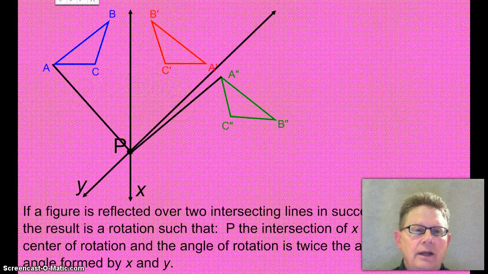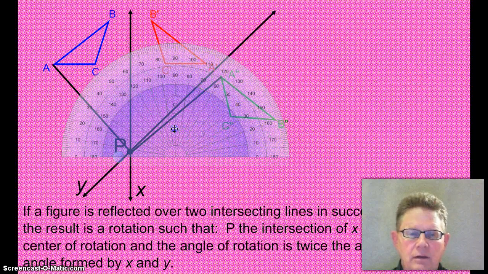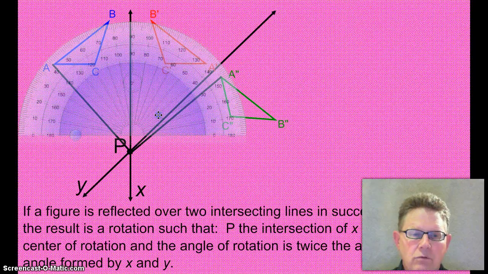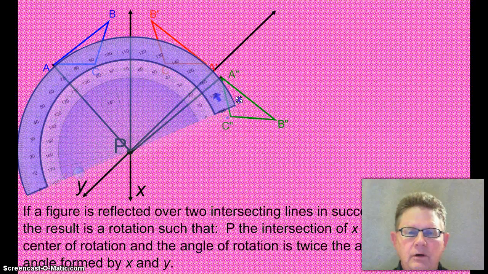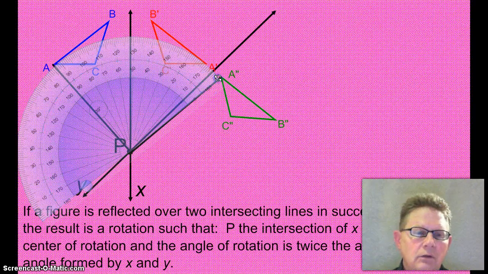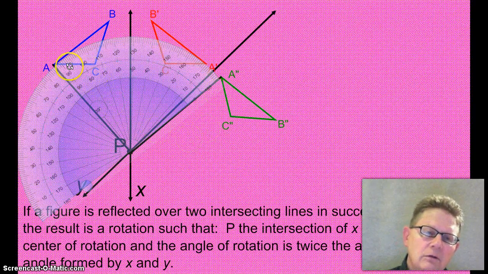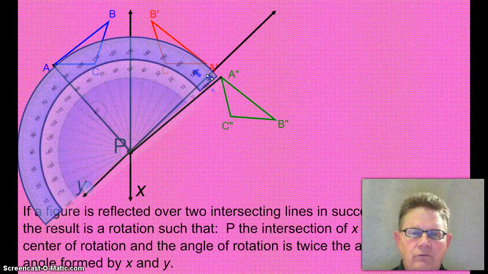Alright, so let's go ahead and measure that with our handy dandy compass. Put that right on the vertex right there. Rotate this puppy out. And it looks like that angle is 94 degrees. The angle of rotation looks like it's 94 degrees clockwise.